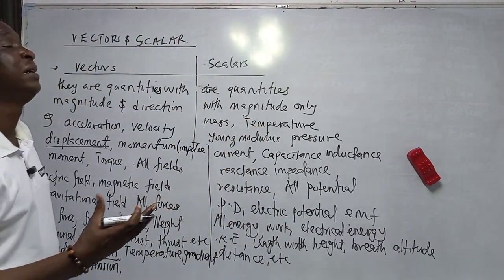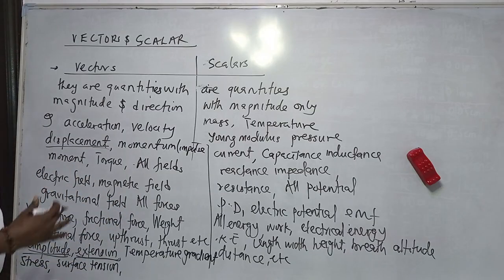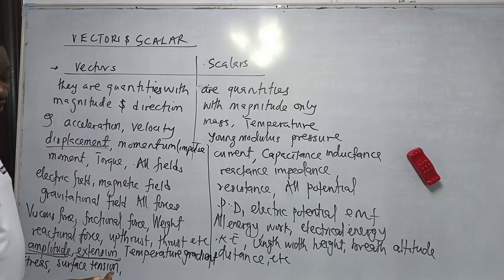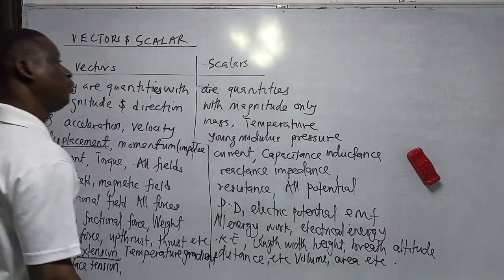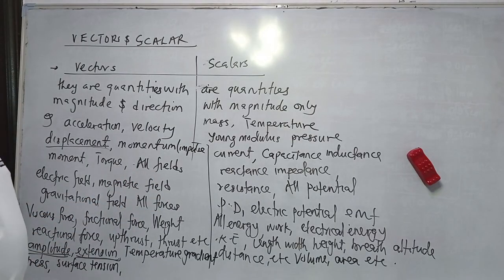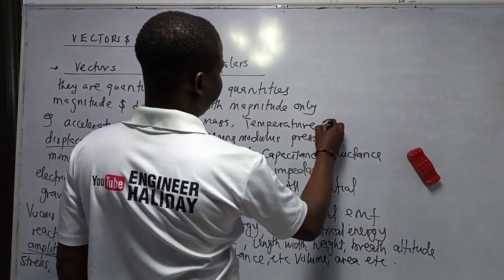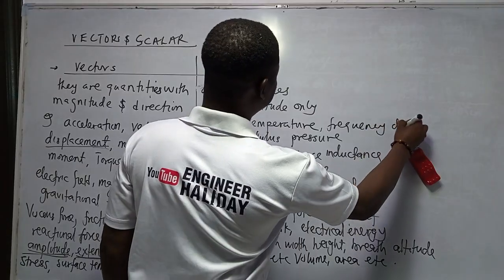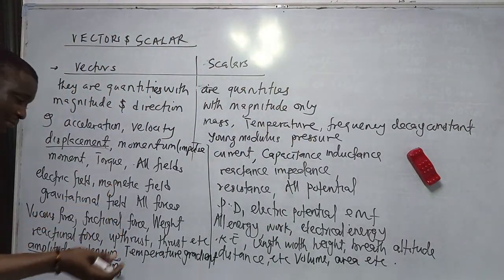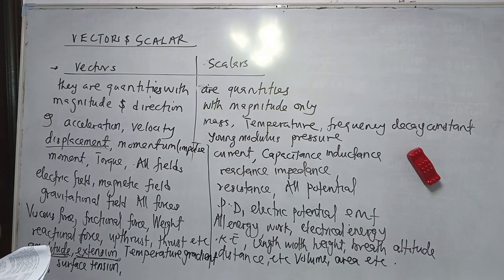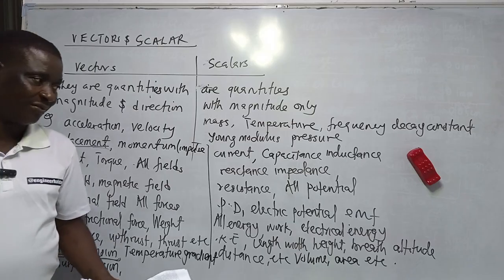Then any quantity that measures the body, the solid, or the dimension of a particular shape, like volume, area, and so on, we can have a lot of them. They are scalars. Frequency, decay constant. So these are examples I keep mentioning that are scalar quantities, not vector. So we have mentioned examples of vectors and scalars.